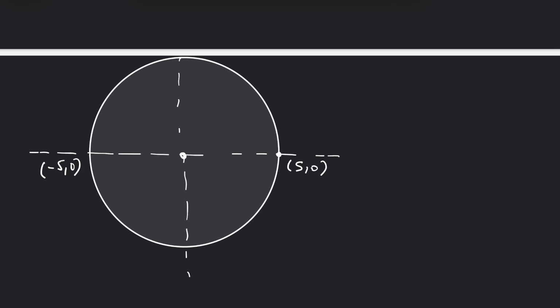So guys, suppose this is the phasor that we want to draw. This is your origin, and this will be 5 comma 0, and this will be minus 5 comma 0, because the amplitude is 5.